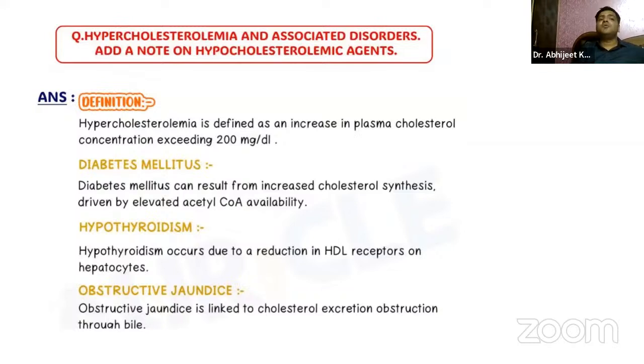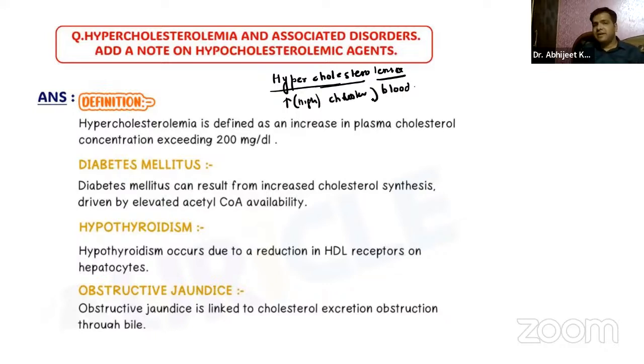Now, what is hypercholesterolemia? Guys, let us just try to understand this term. Hypercholesterolemia. Now, emia basically means blood. Hyper means increase. So it means high cholesterol in the blood.